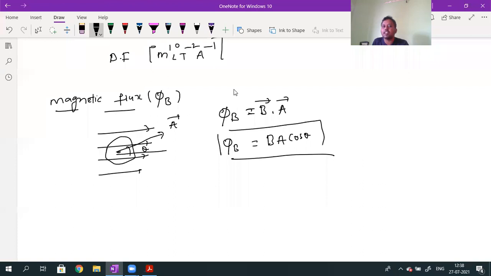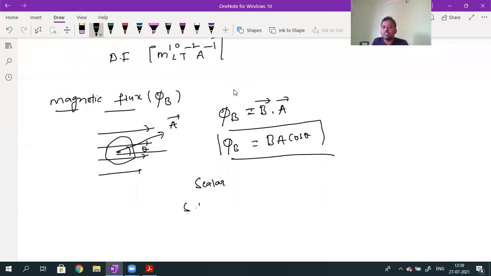Flux is the dot product of magnetic field induction and area vector. Flux is the measure of the number of magnetic field lines passing normally through a given surface. This flux is a scalar quantity, which may be positive, negative, or zero.